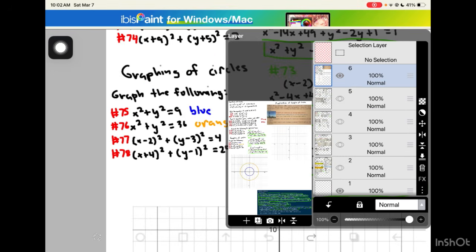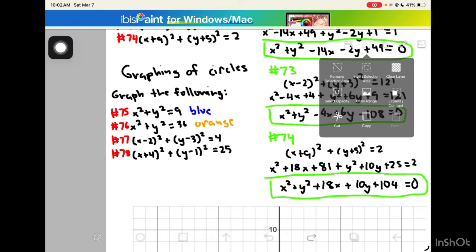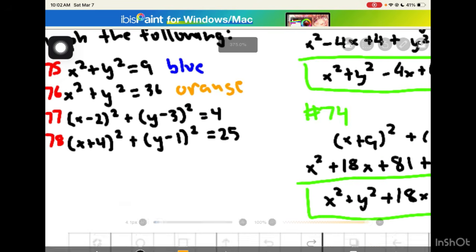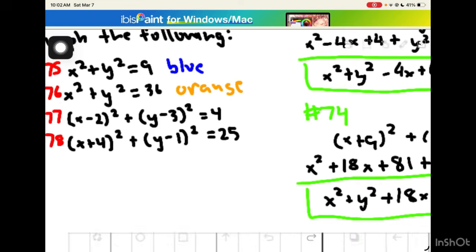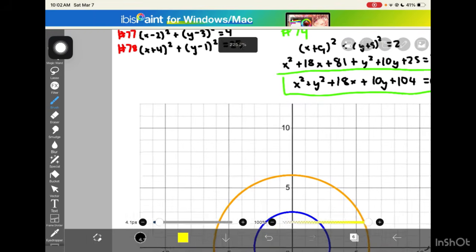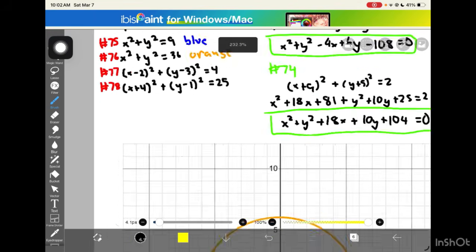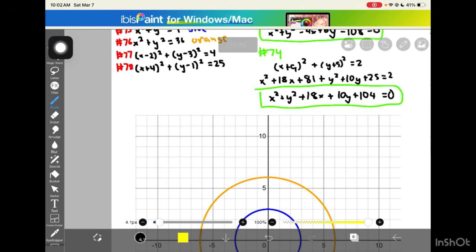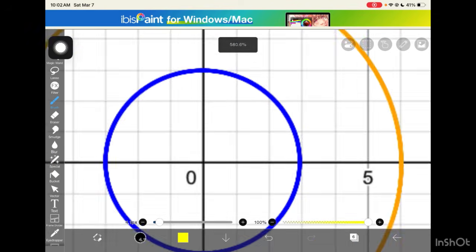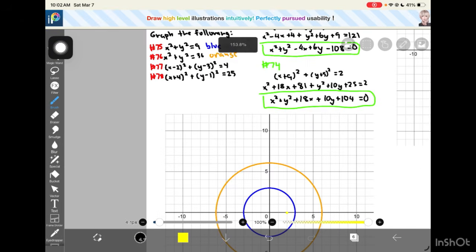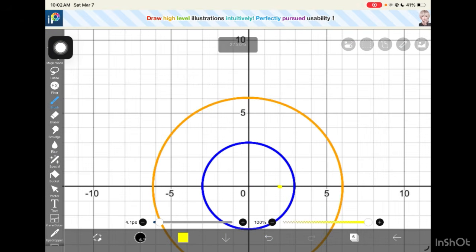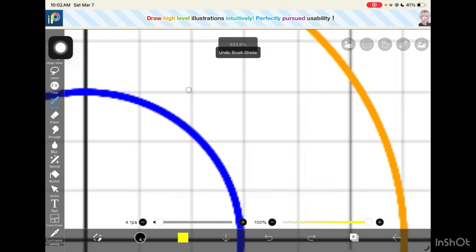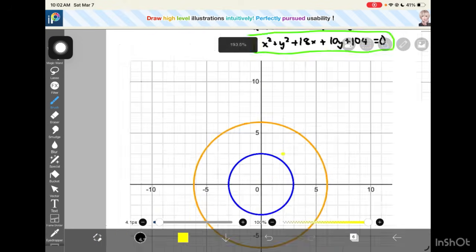Now let's do 77. This one is a little bit different because we now need to find the center. So remember, for the center, you need to equate it to 0. So x minus 2 equals 0. So your x is 2. And then since it's y minus 3, your y is 3. So 1, 2, 3. So that's our center.